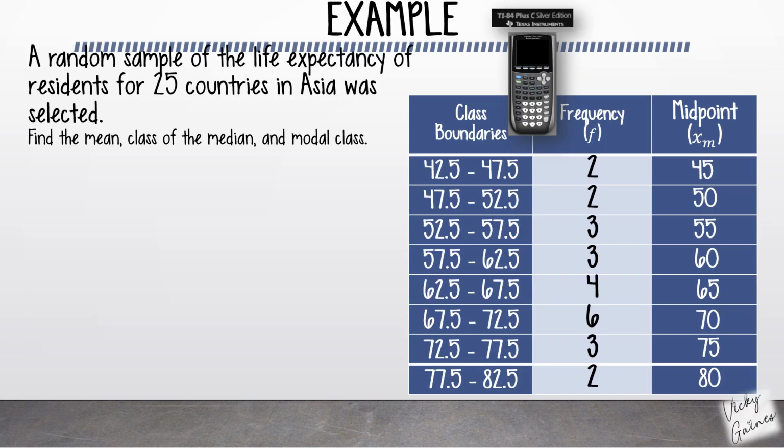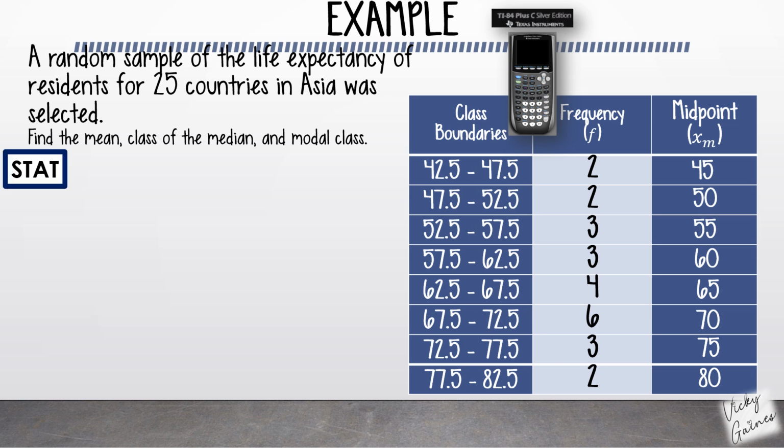Continuing on with this example, we're going to use our graphing calculators. I have a TI-84. TI-83 is going to be slightly different. We need to find the mean, class of the median. Modal class we already found. That was the class with the highest frequency, which was 6. And remember, we wanted the class limits, not the class boundaries.